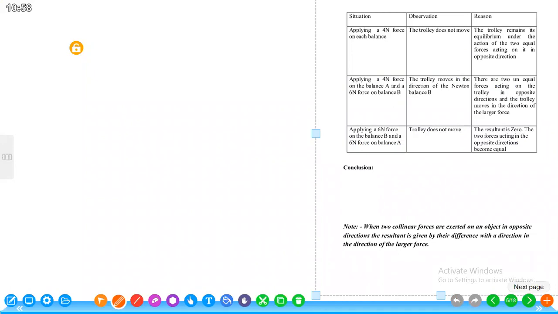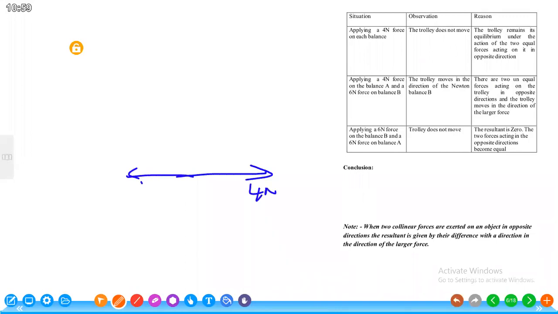This is the situation, observation and reasons. First, applying 4 Newton forces on both balances, the trolley does not move. The trolley remains in equilibrium under the action of two equal forces acting in the opposite direction, 4 Newton and 4 Newton. Then applying 4 Newton on balance A and 6 Newton on balance B, the trolley moves towards balance B, because there are two unequal forces acting on the trolley in opposite directions, and the trolley moves in the direction of the larger force.